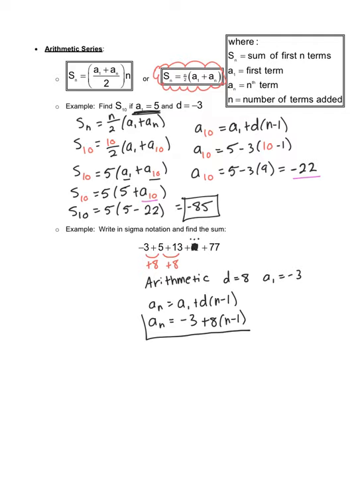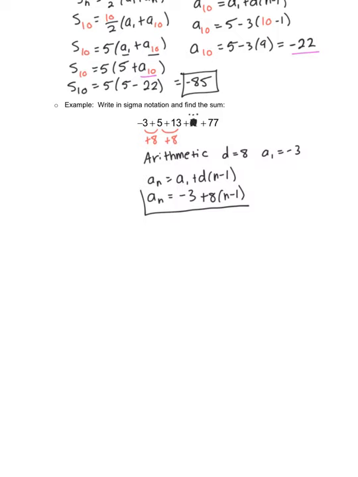And that is the arithmetic sequence. Now, if I want to write the sigma notation for that, the pieces that I have, to start out, for right now, we're always going to start our index at 1. And the sequence that's going to go here, I just figured out the equation. I have -3 plus 8 times n minus 1.